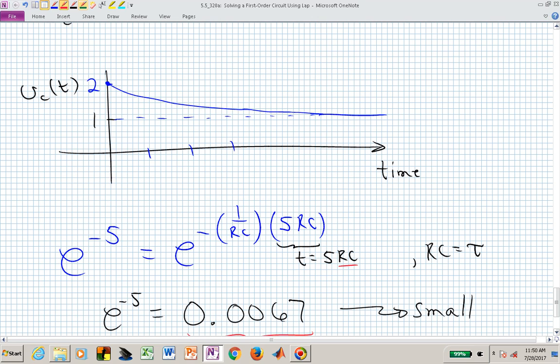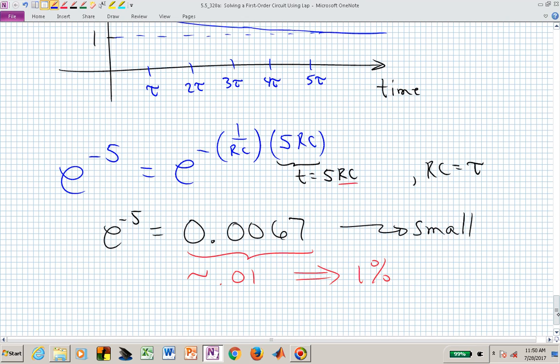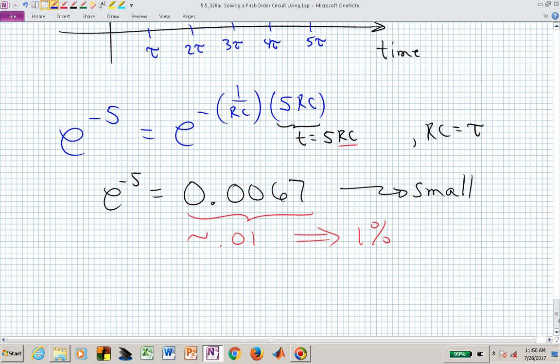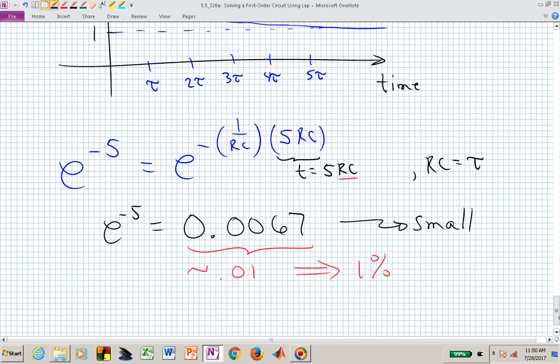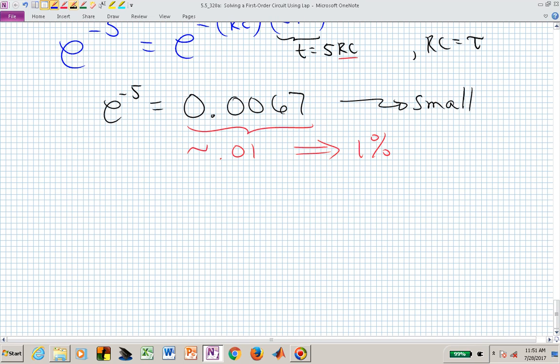But if we were drawing this, and I wish I would have done tick marks a little differently, but actually it's not too bad. We could sort of say there's tau, here's 2 tau, here's 3 tau, here's 4 tau, and here's 5 tau. So whatever tau is, which is RC, by that point in time, we will be 1% from our initial value towards our final value. And in this case, we're 1% away from 1 at 5 tau, or e to the minus 5.